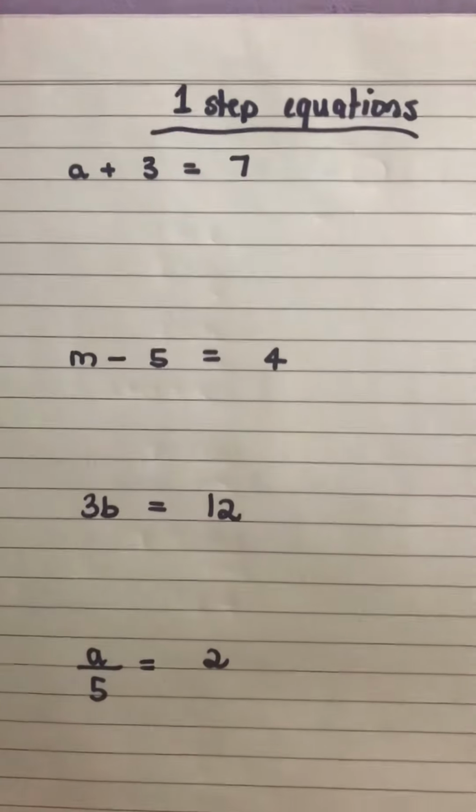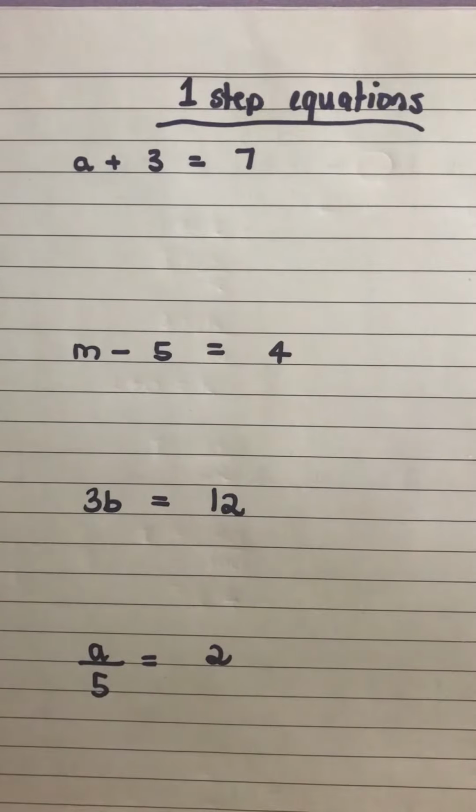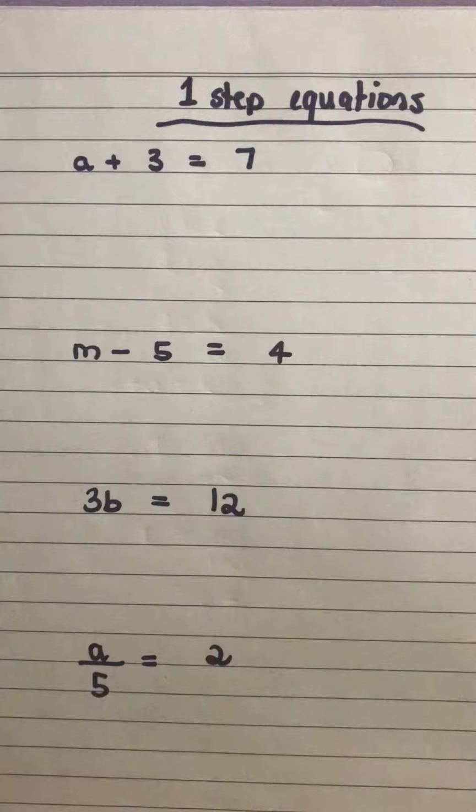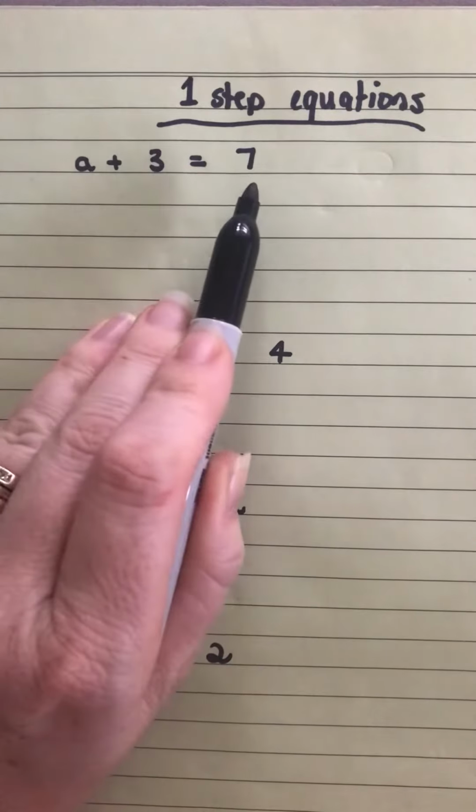In this video, we're going to have a look at how to solve one-step equations. Now, when we talk about one-step equations, we mean there's only one step that we have to do to solve the value of the pronumeral in the equation. So in this case, we have a plus 3 equals 7.